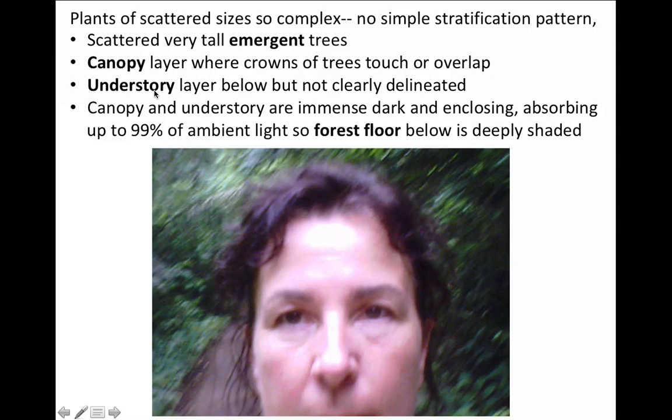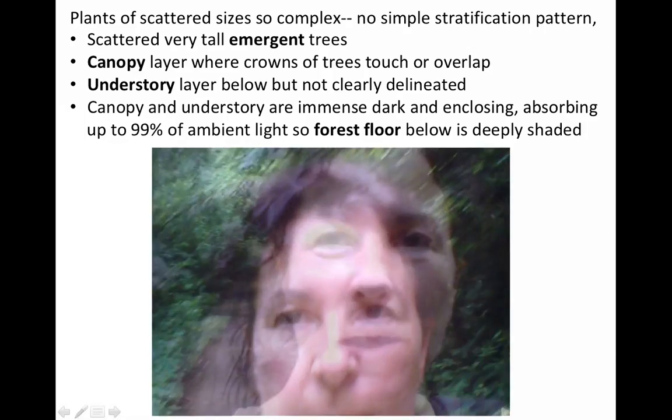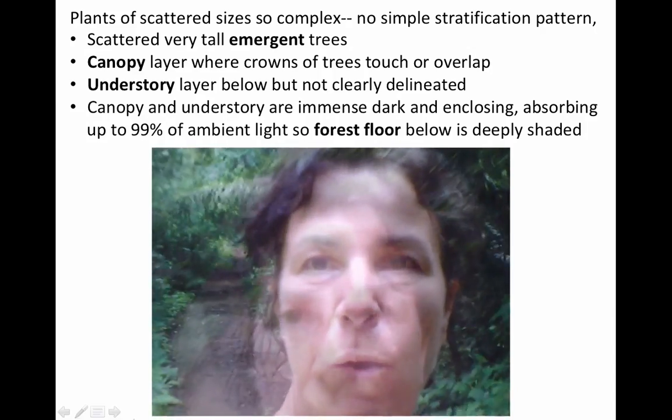And then below is the understory. Although it's not really clearly delineated, this is where the understory starts. But the understory doesn't receive as much sun. The canopy and the understory capture most of the sunlight that's available, 99%, in fact. And so the forest floor is actually kind of dark.